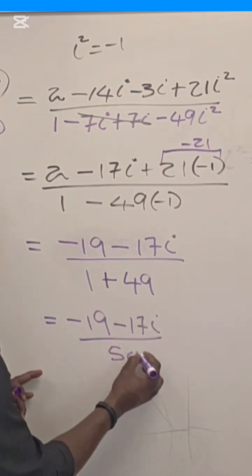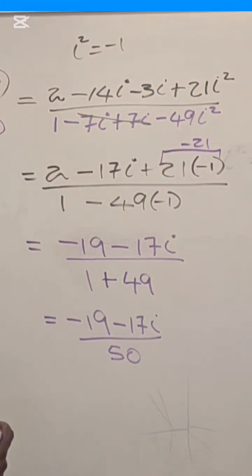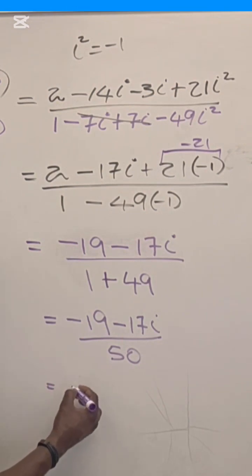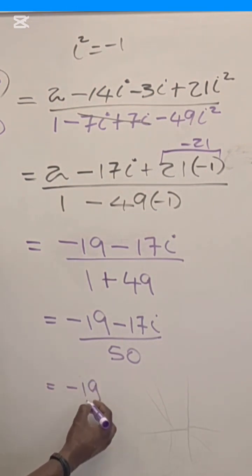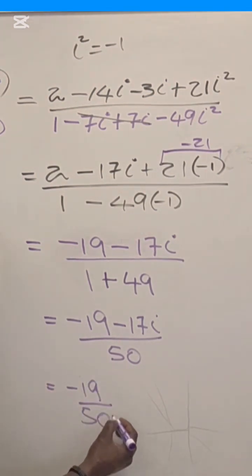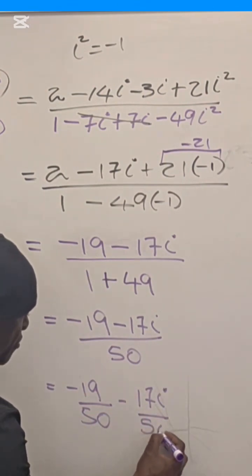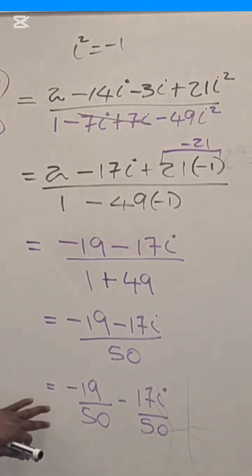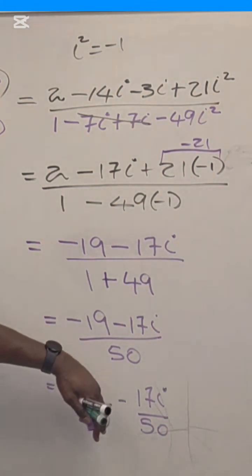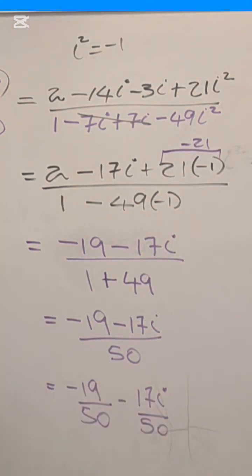all over 50. And then we could split this up if we want, depending. This could go further to negative 19 over 50 minus 17i over 50. We could write this or write this. And when we write it like this, we're splitting the real part from the imaginary part.